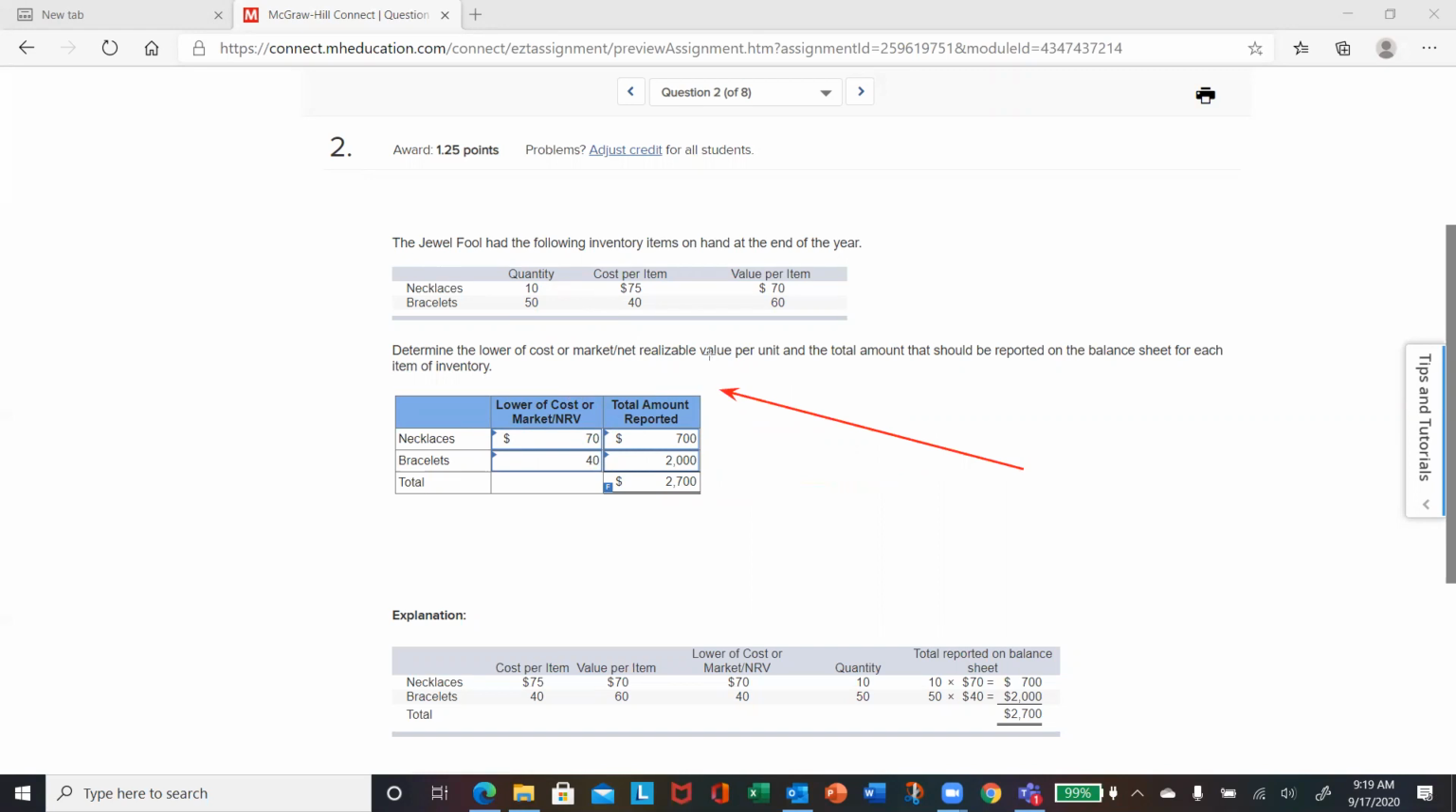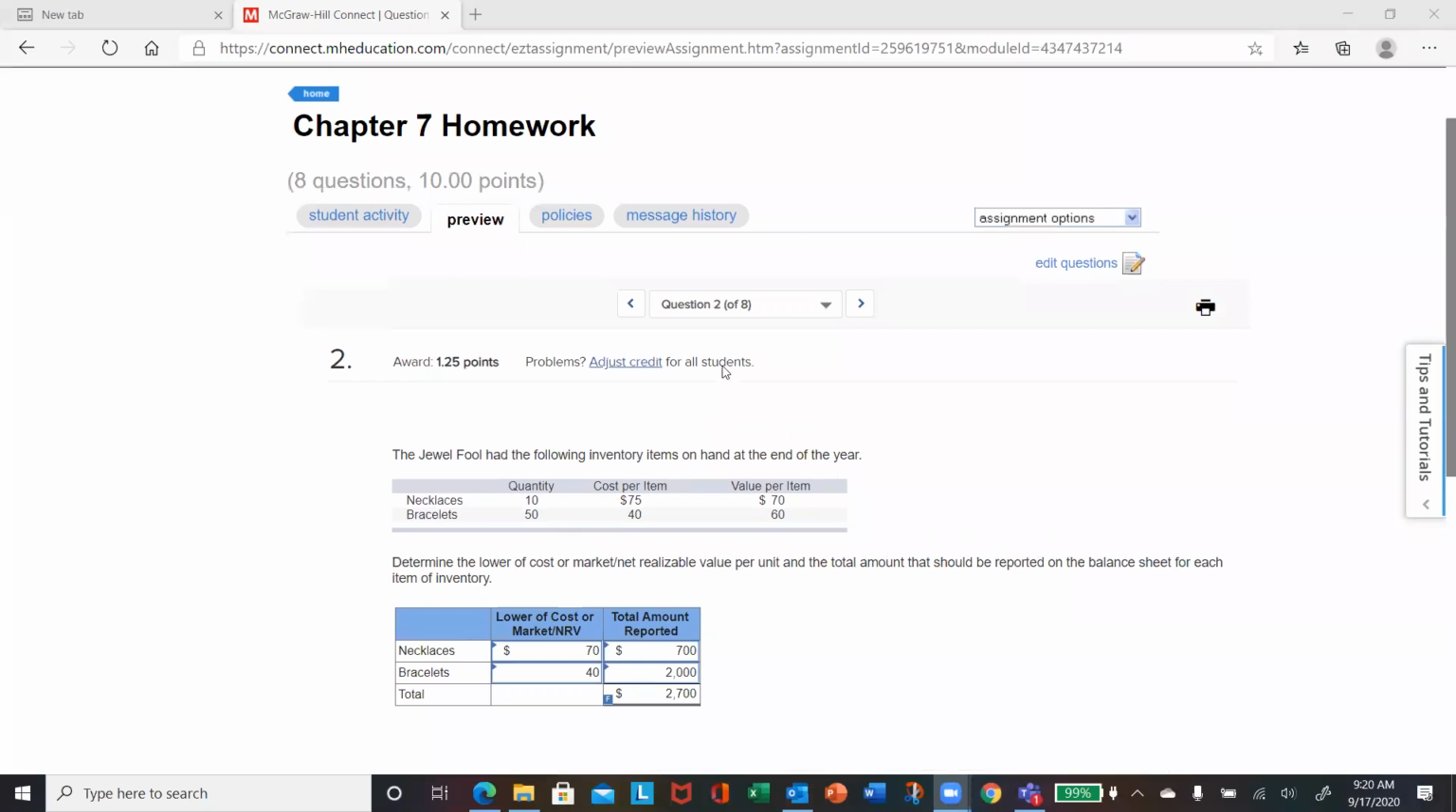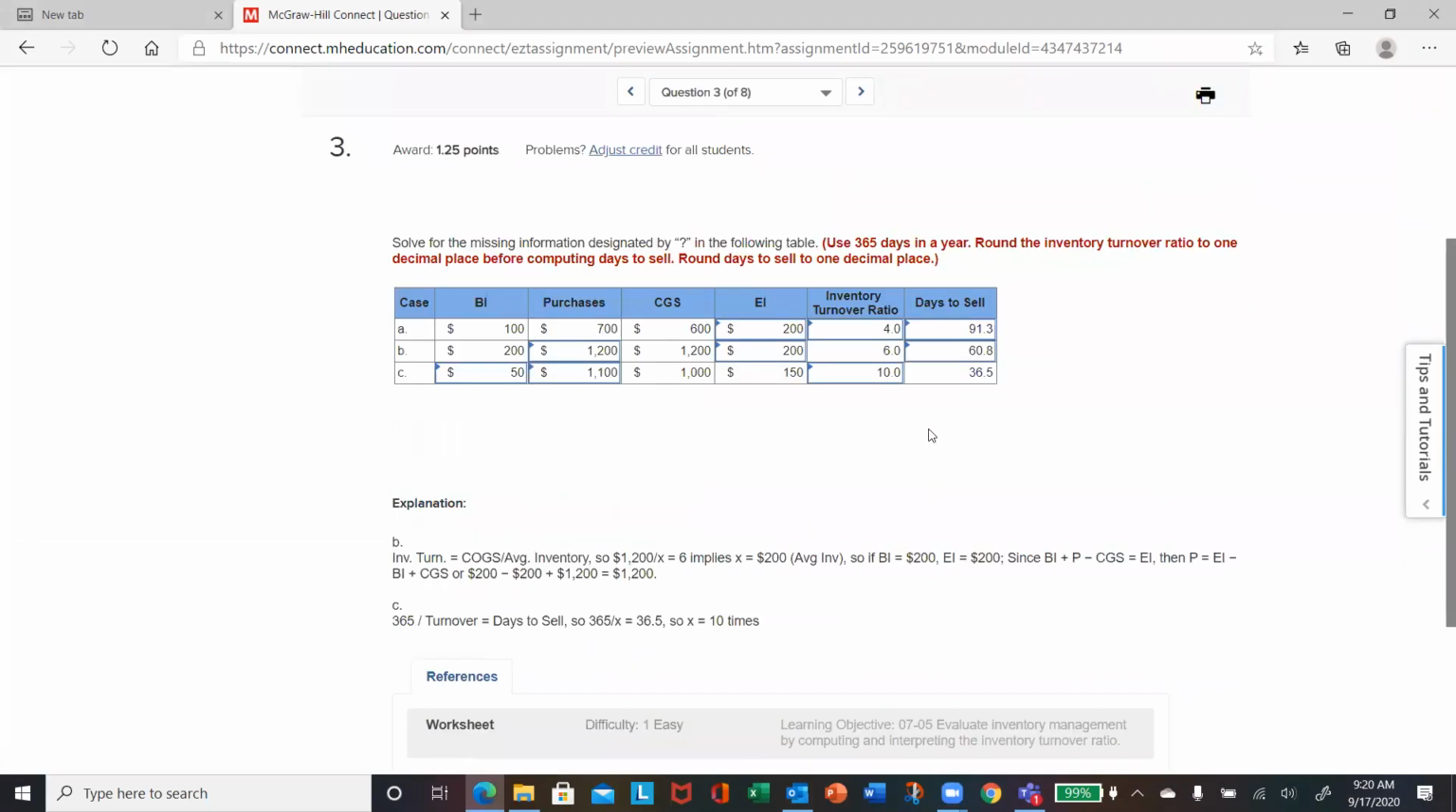Remember, it's the lower of cost or market. For the necklaces, the 70, which is the market, is lower than cost, so that's where they get the 70. For the bracelets, the cost was lower than market, so that's why they're using that 40. And then the total amount reported would be the 2,700. And here are the calculations down below. All right, so that is it for problem 2. Let's check out problem 3.